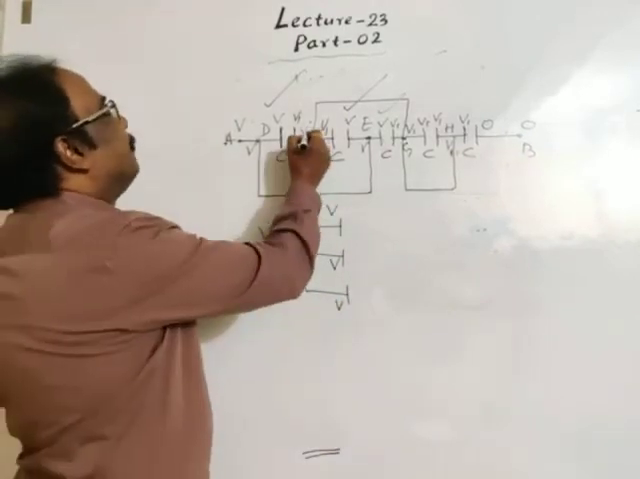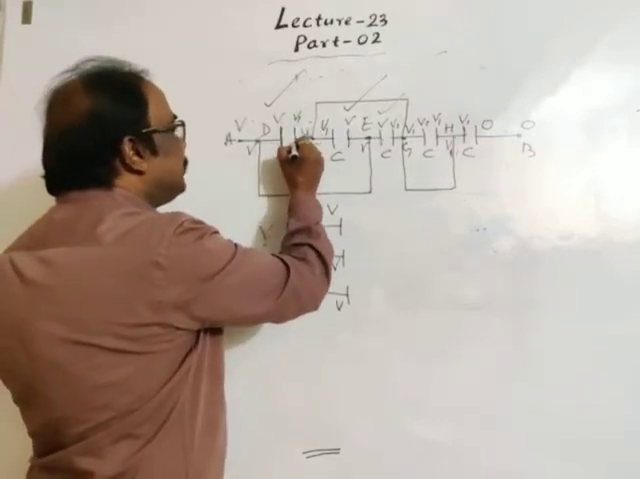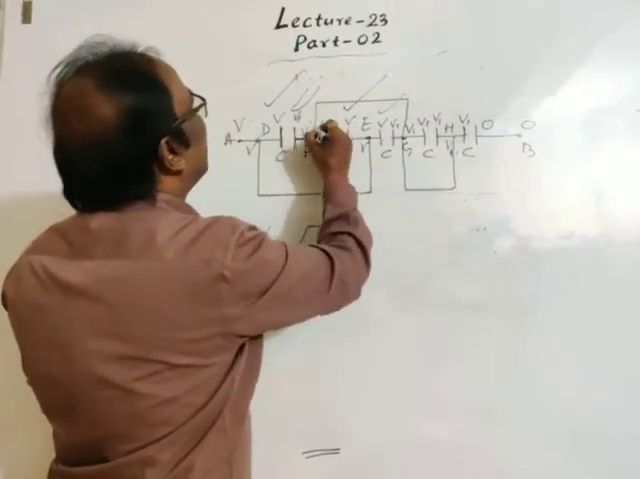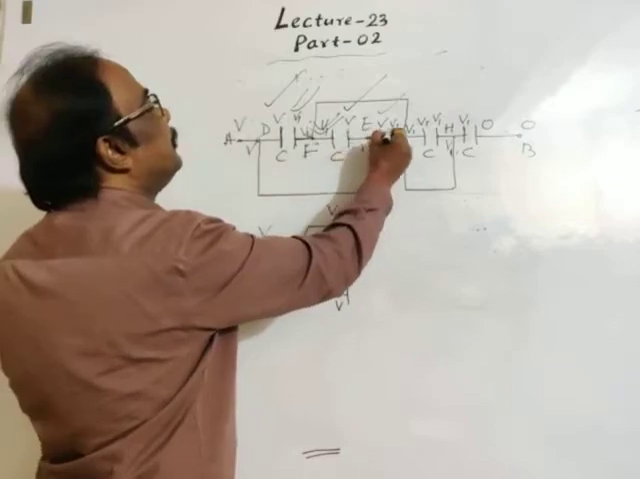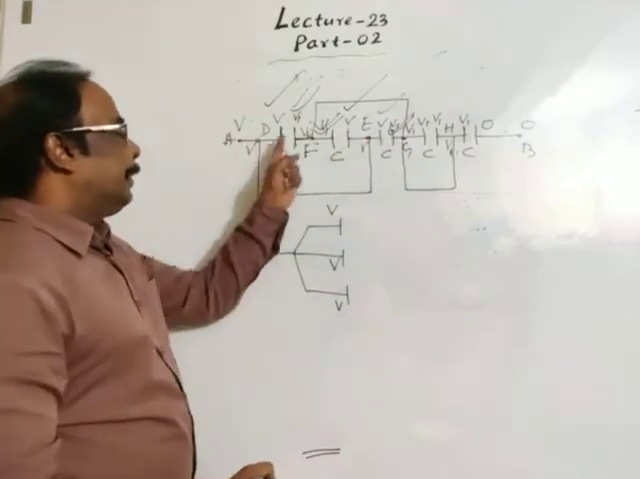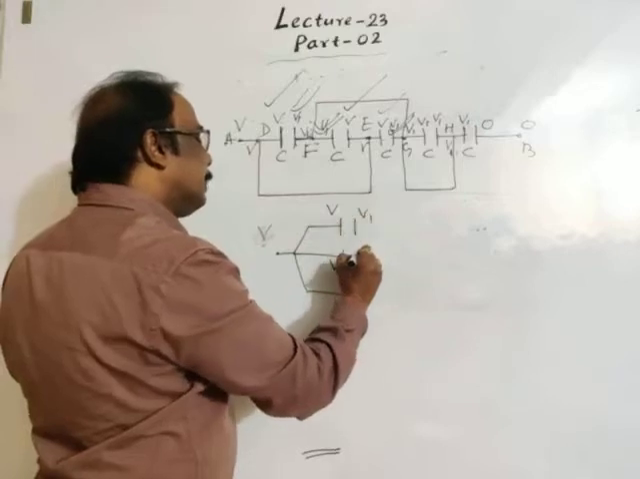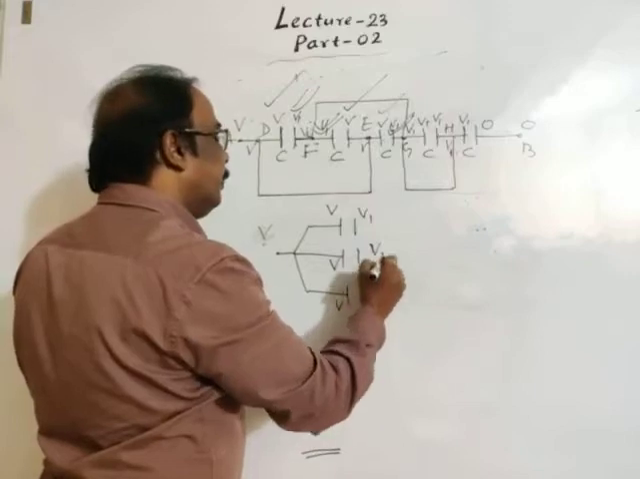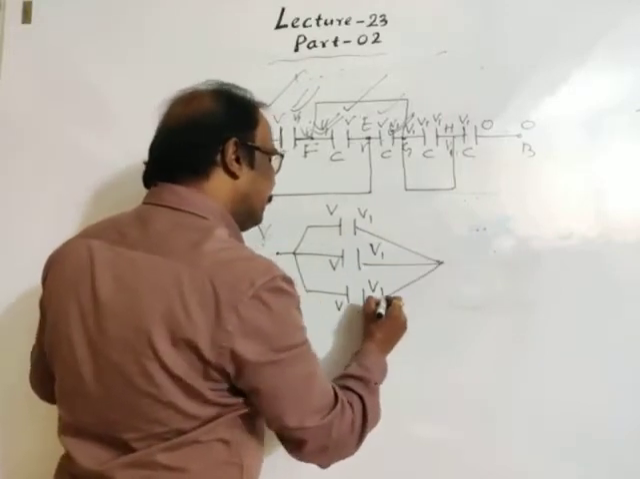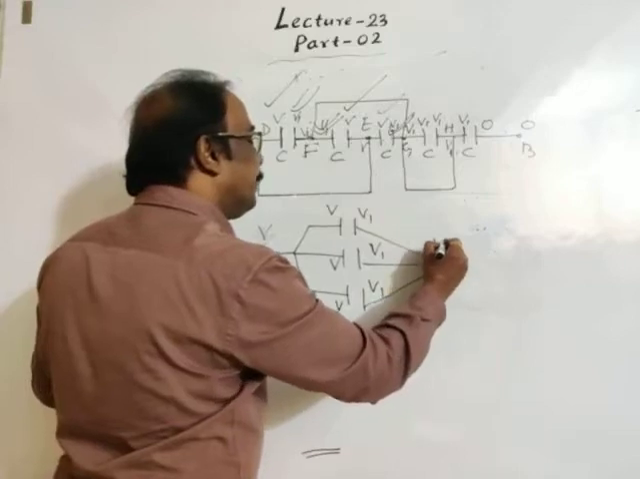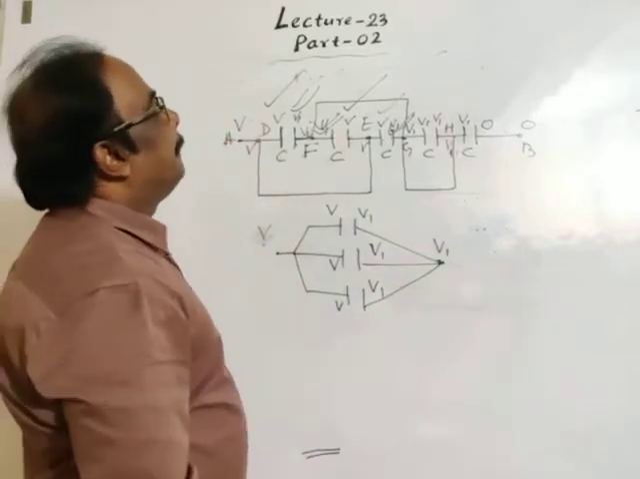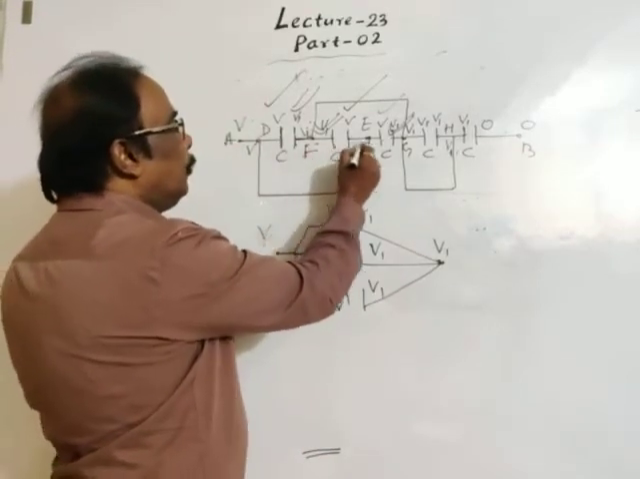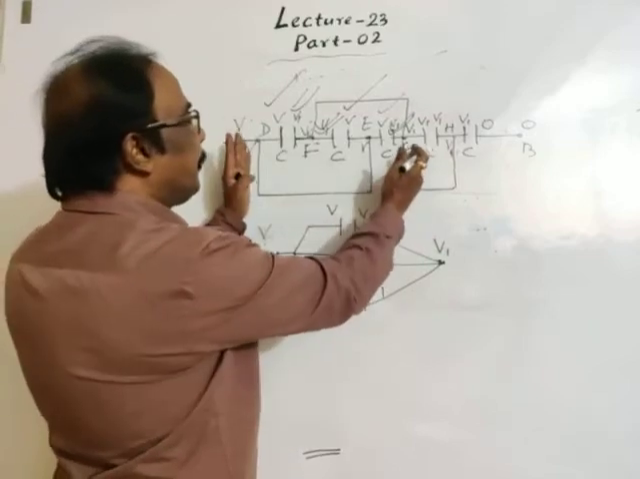Then this plate is at potential V1, this plate is at potential V1, this plate is at potential V1. Then these three plates at potential V1 are at the same potential, so they are connected to another common point where there is potential V1. We have completed up to this.